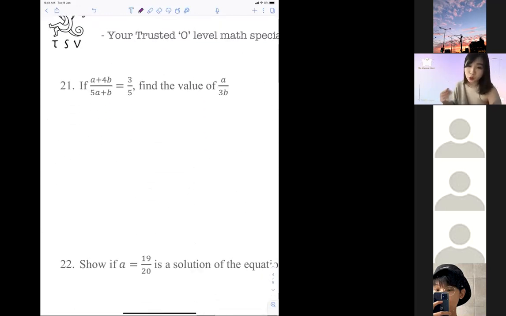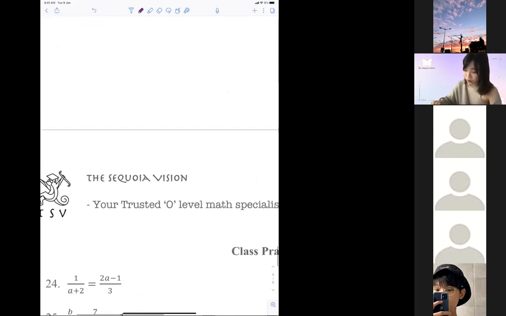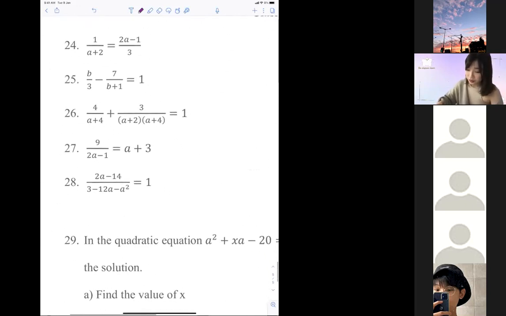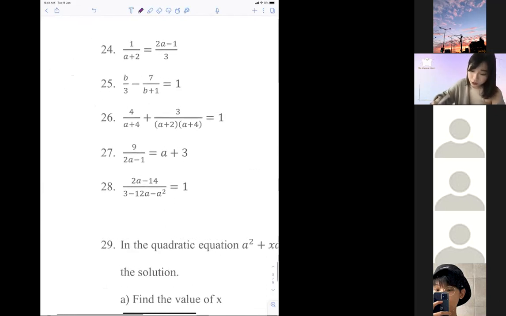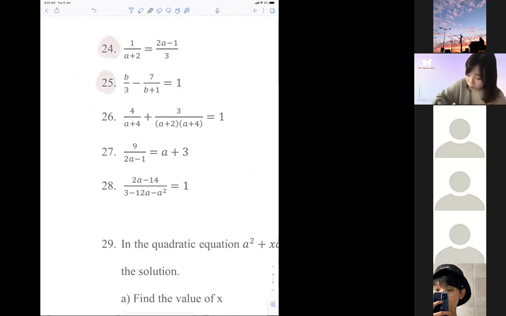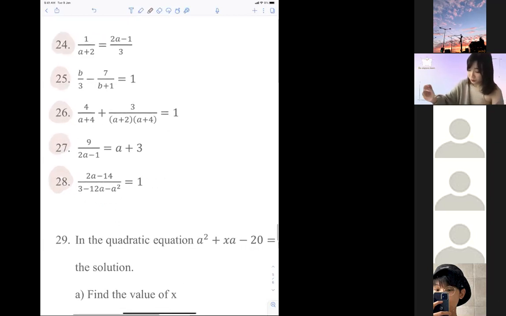Okay, before I move on to 21, 22, 23, let me give you a few questions to try as practice, okay? Can you do 24 all the way to 28? You can send me one by one. Once you finish with one, you send it to me, okay? If you get stuck, you can take a picture and send me as well. Make sure that you can do all these questions.